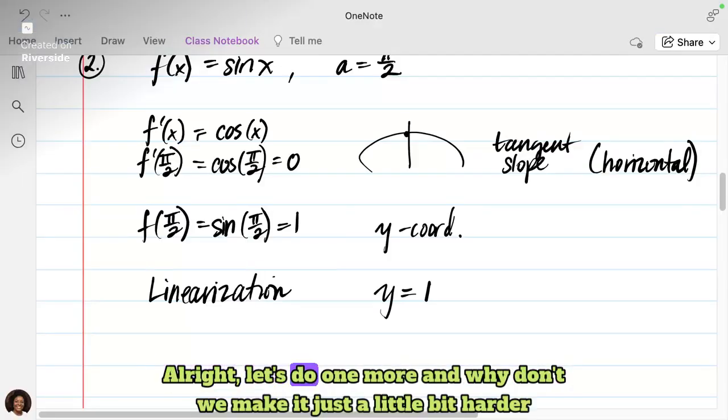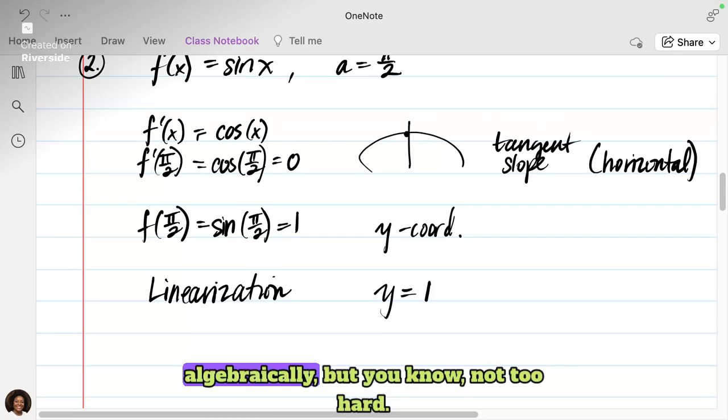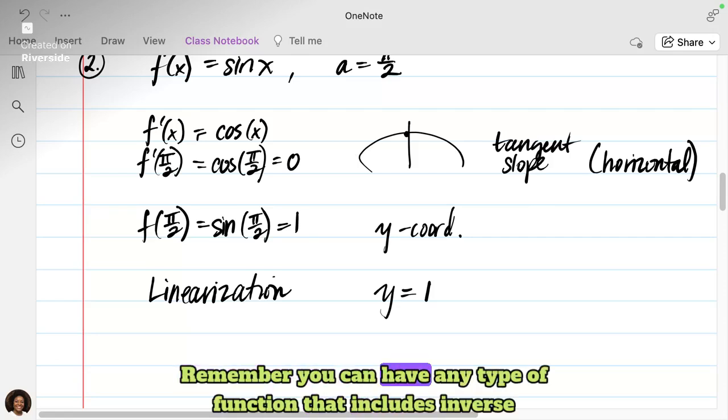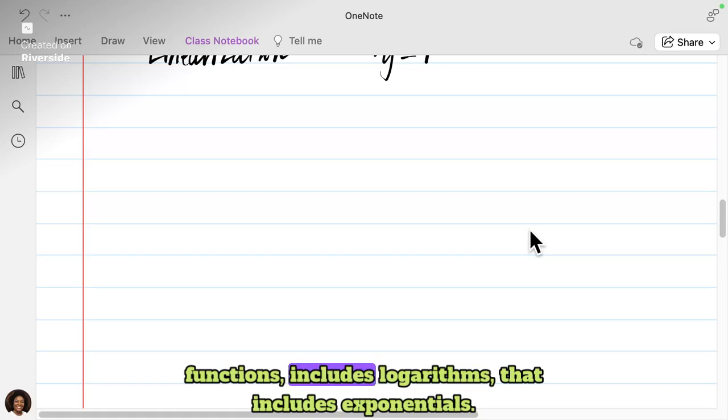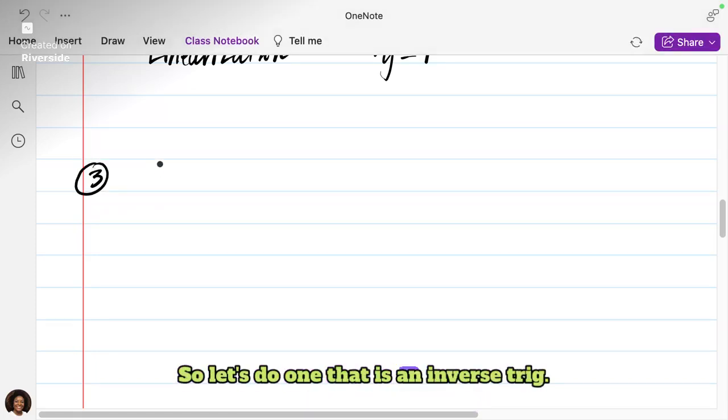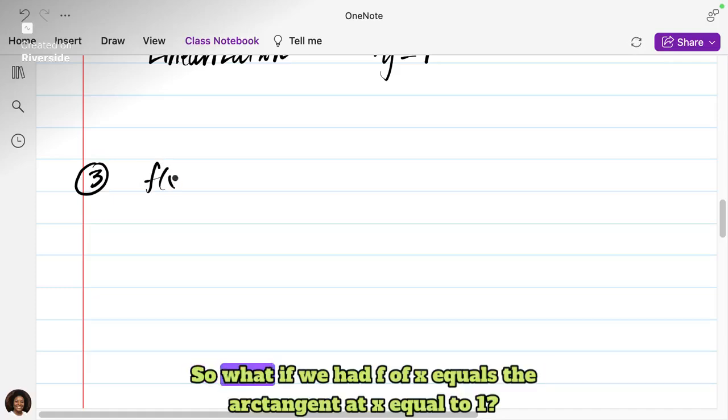All right, let's do one more. Why don't we make it just a little bit harder algebraically, but not too hard. Remember, you can have any type of function. That includes inverse functions, logarithms, and exponentials. So let's do one that is an inverse trig. What if we had f of x equals the arctangent of x at x equal to 1?